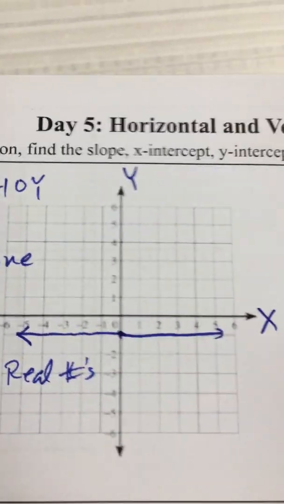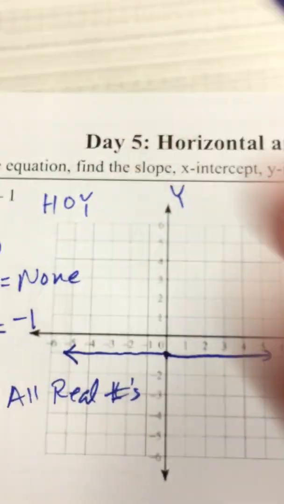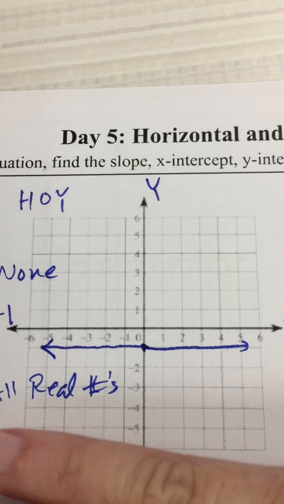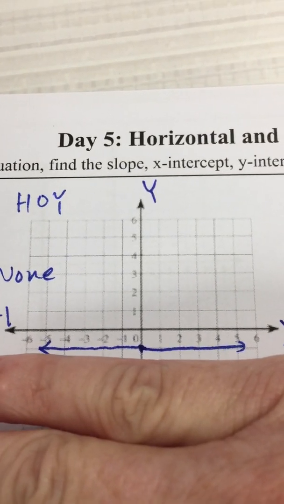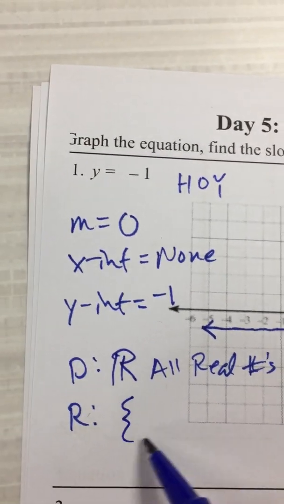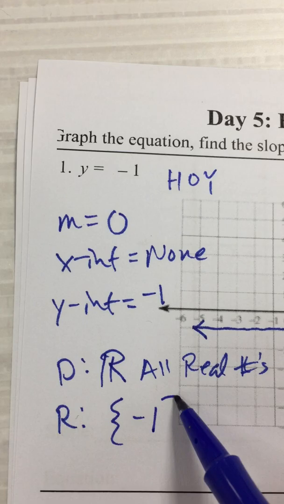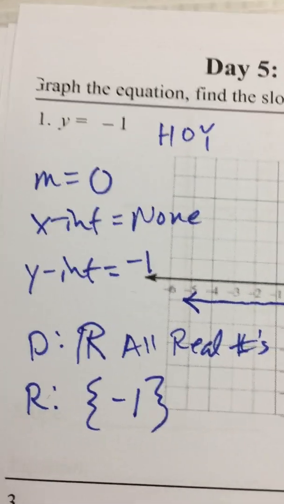The range, if I come in from the top, does it ever go above -1? No. If I come in from the bottom, does it ever go below -1? No. What is the only y number that's being used? -1. So my range is just the set whose members are -1. Okay? So that's how quick and easy these are to do once you get the little graph done.